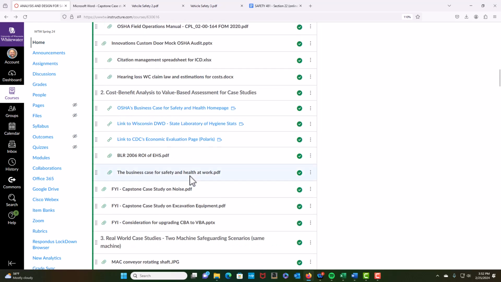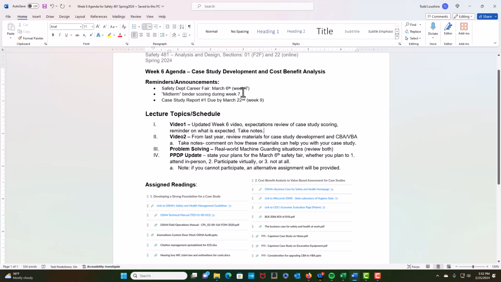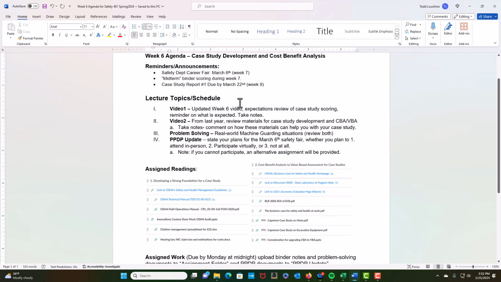So, again, why don't I bring up the agenda for this week? So again, reminding you about what's going on. Not this coming week we're in now, but next week is the fair. Also, I'll be scoring the binders. Your first case study is due in the 9th week. So you really need to be working on that.